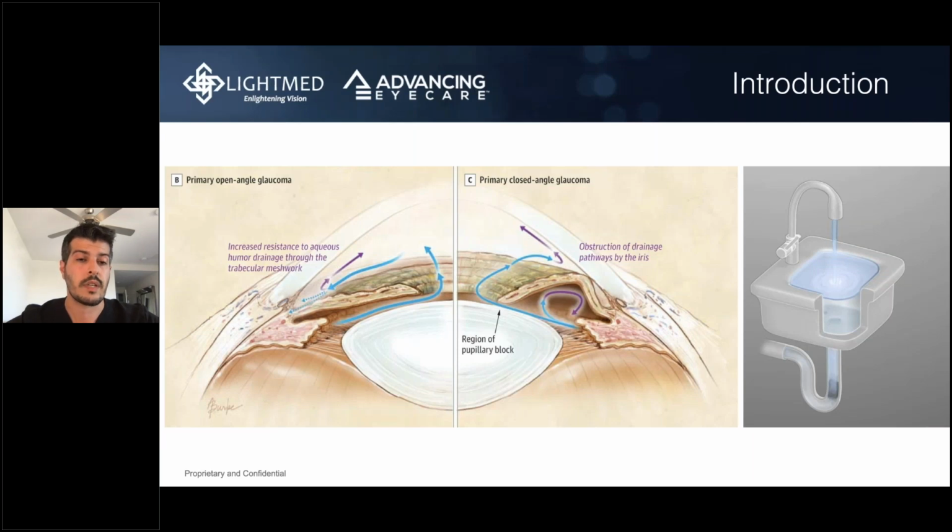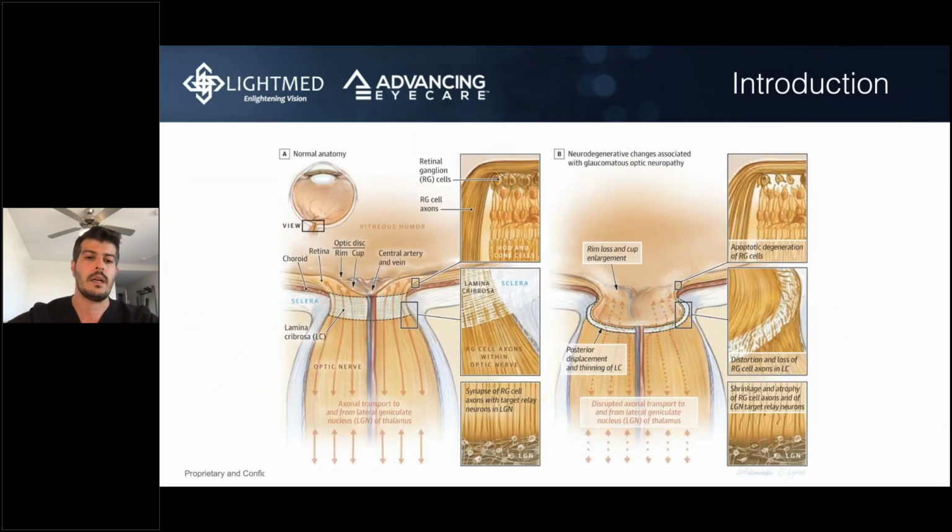And in Asian countries, closed angle glaucoma might be more common than in the rest of the world. But still, primary open angle glaucoma is the leading cause of glaucoma. So what's the big deal about having high eye pressure? How does that end up affecting our eyes?